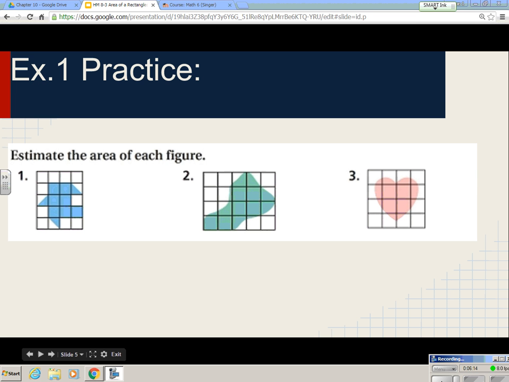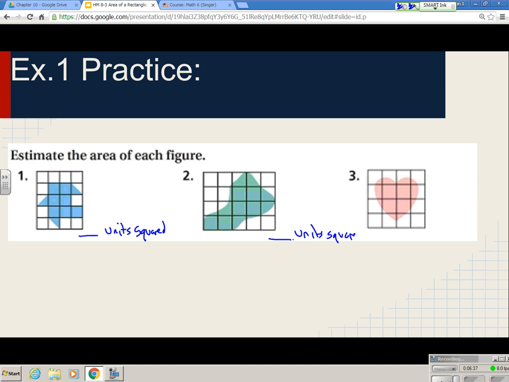Okay, so here's 3 shapes, and I want you to find the answer to them. And remember, we're looking for squared units. So you can put the number units, since we don't have an actual label, units squared. Okay, you can just write it like that for each one. Blank units squared. Blank units squared. All right, good luck. Come back when you're done.